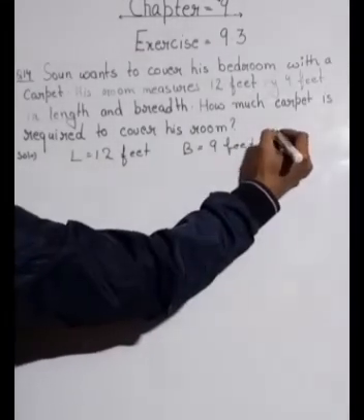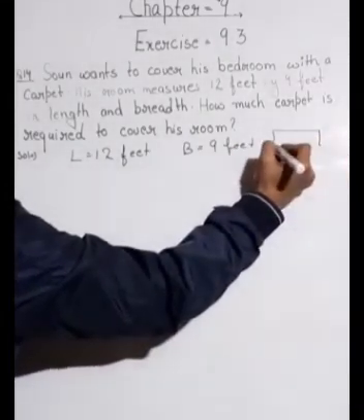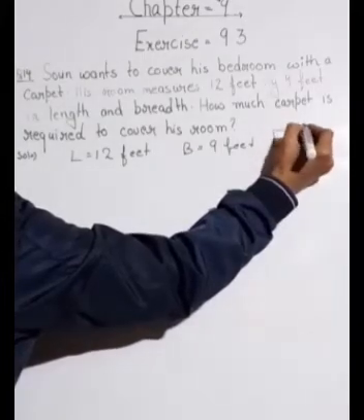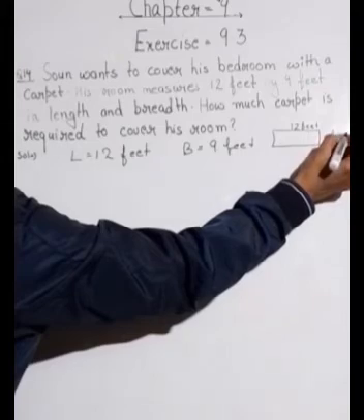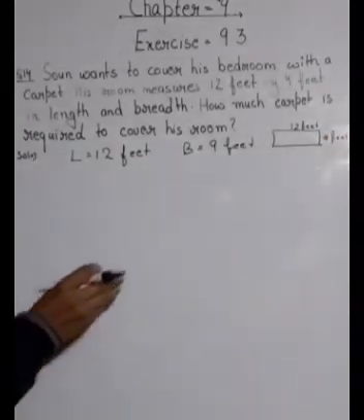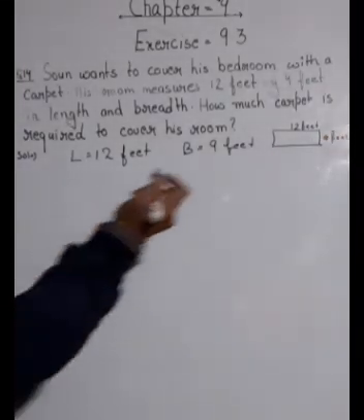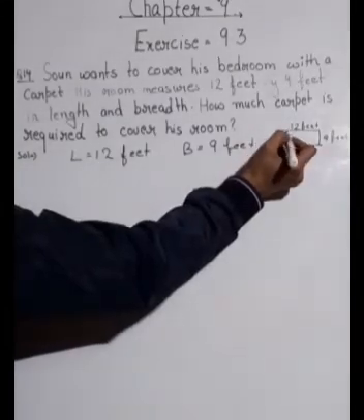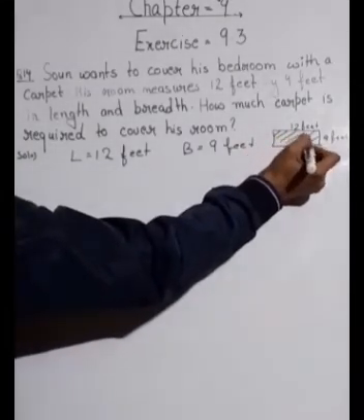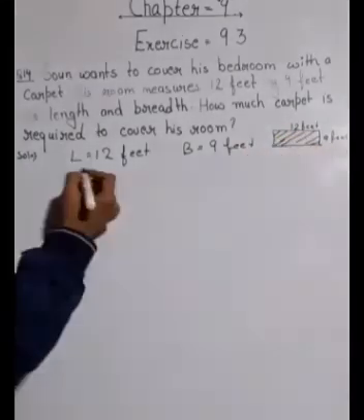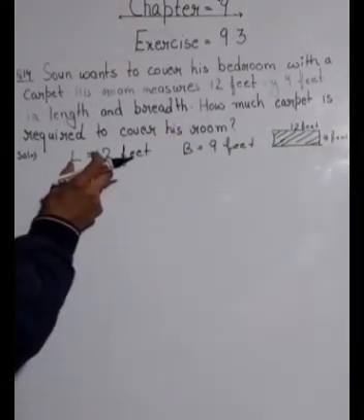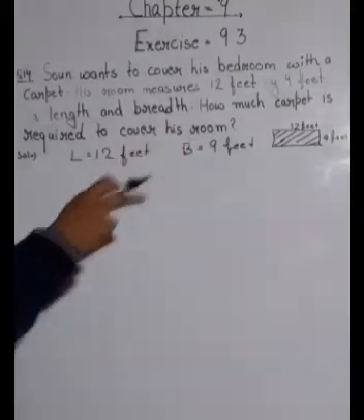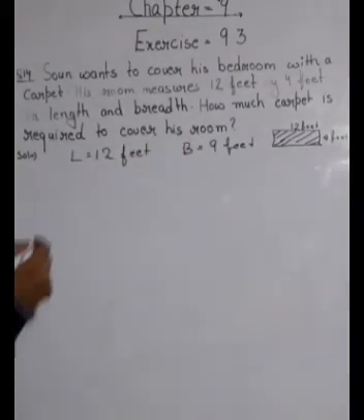Okay, so suppose this is Sonu's room. This is your 12 feet and this one is your 9 feet. Now what does he have to do? He has to cover his bedroom with carpet. It means he needs to cover the area of the bedroom. So you have to find the area of his bedroom. Now you can see they have given you length and breadth. It means his bedroom is in the shape of a rectangle.